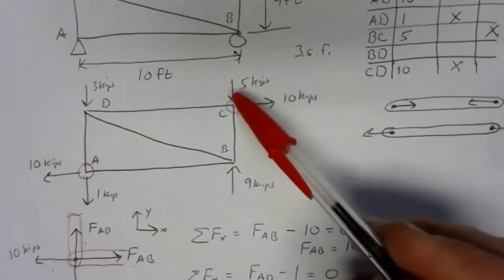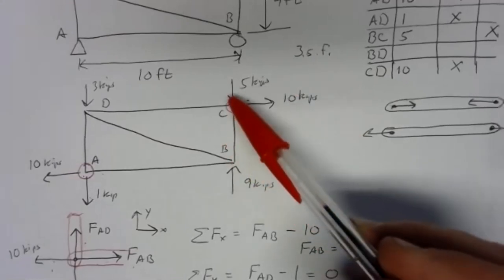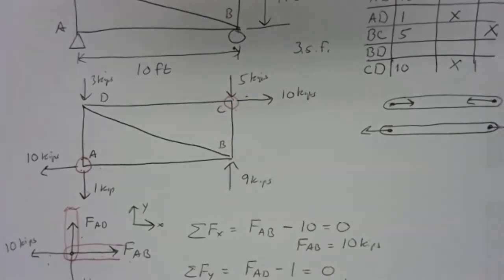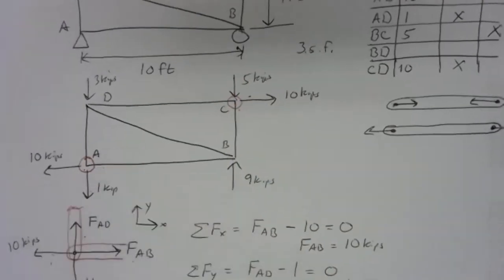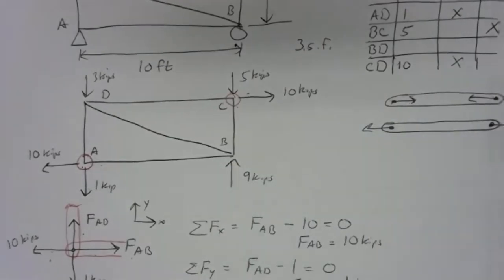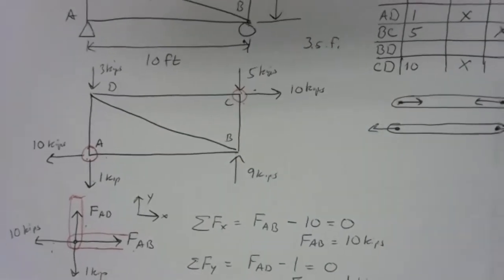The only thing that wouldn't depend on the external problem is what we did at joint C. Nothing there cares about what we did at the reactions. So it's a toss up whether you do B or D. I think I'll just do B since it's down here. So let's draw the free body diagram for joint B.